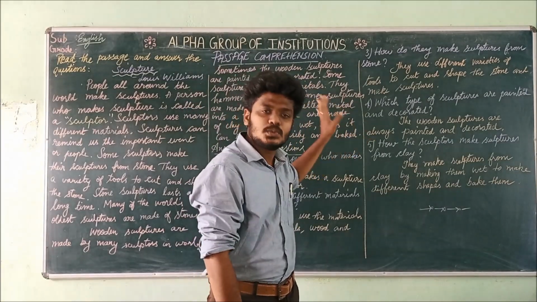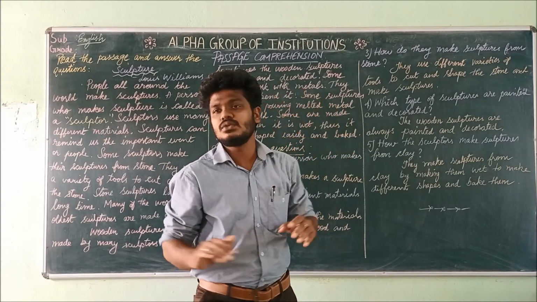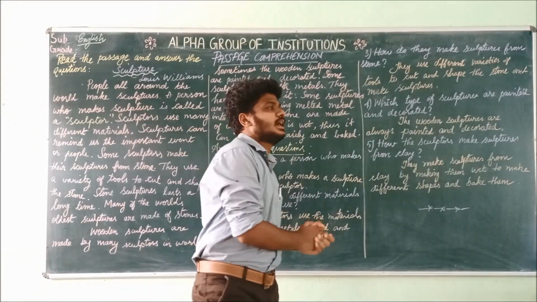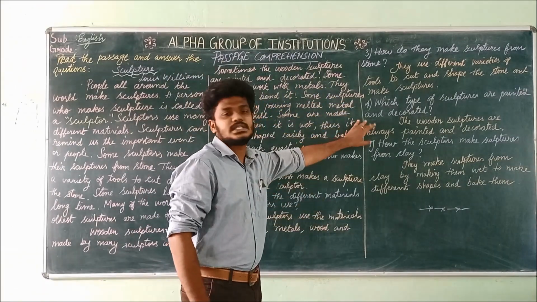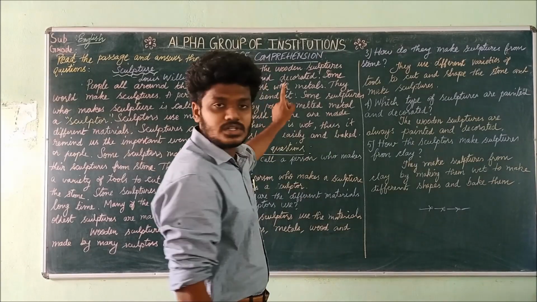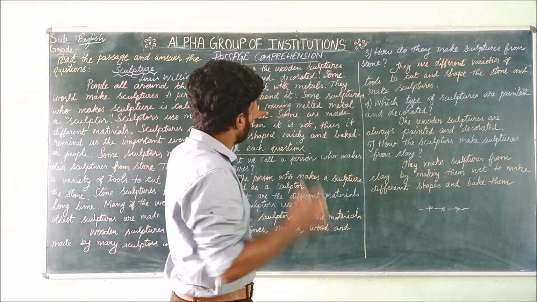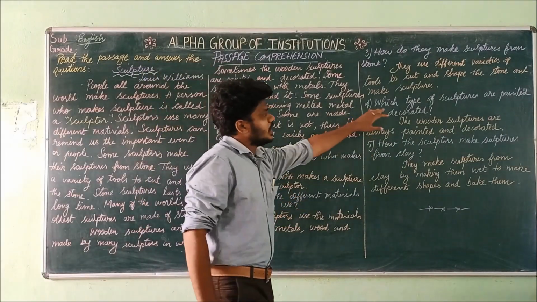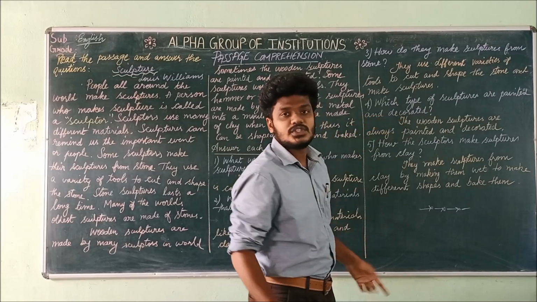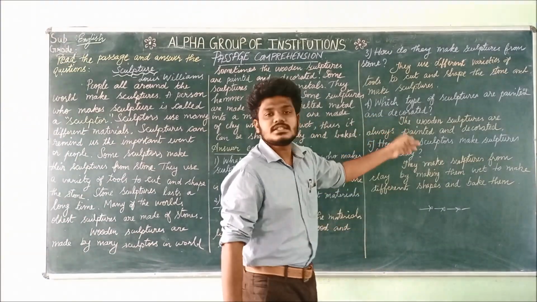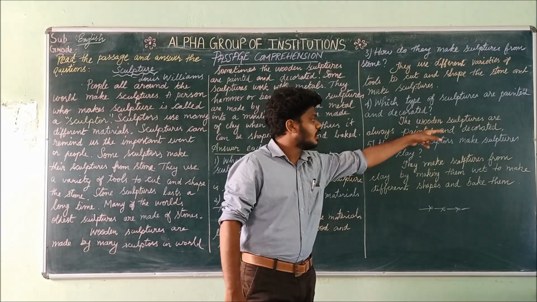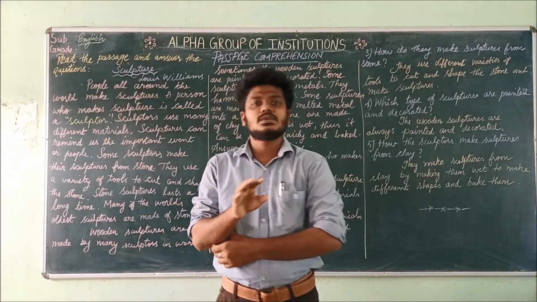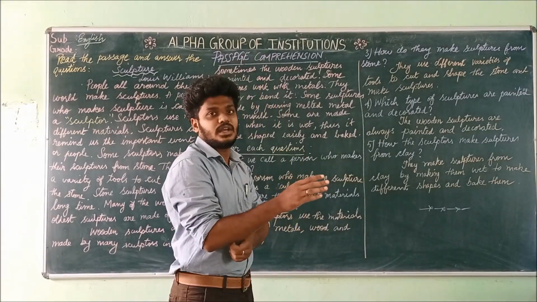So this is the point where I'm insisting that you have to completely understand the passage and process the complete idea in your mind, and then only you can answer the questions correctly. If we did not study this clearly or did not comprehend this idea, we can't answer that question. So now, which type of sculptures are painted and decorated? Yes, the wooden sculptures. So the answer is the wooden sculptures are always painted and decorated. Clear?